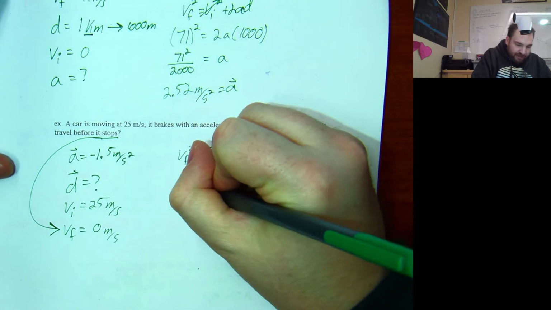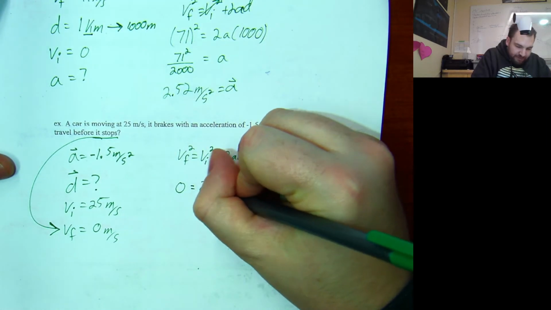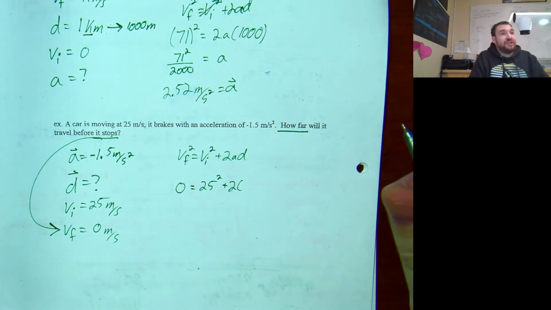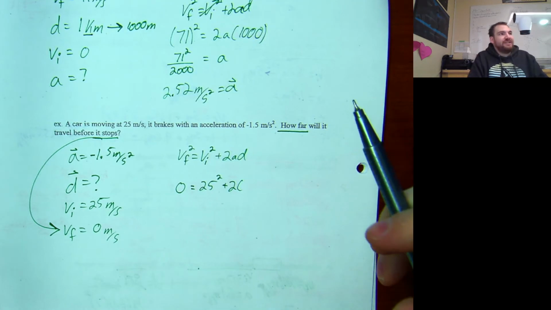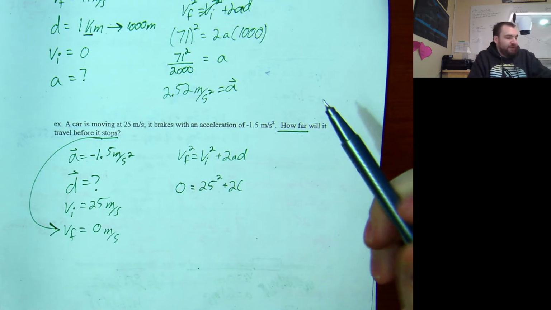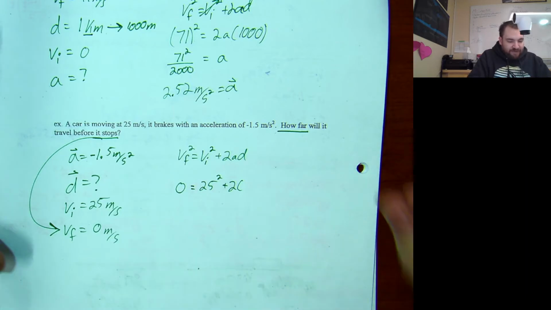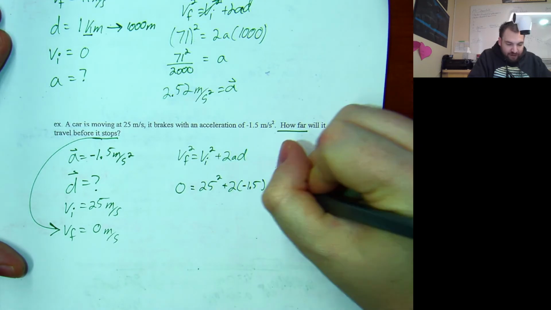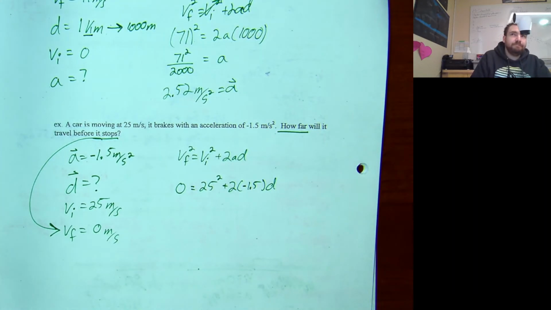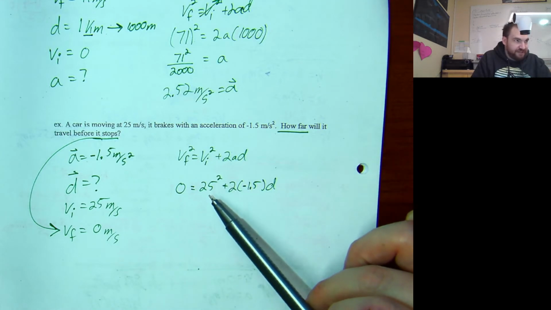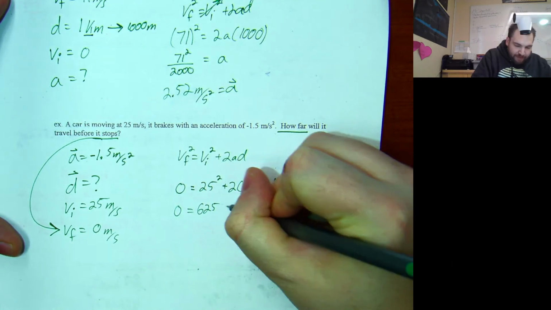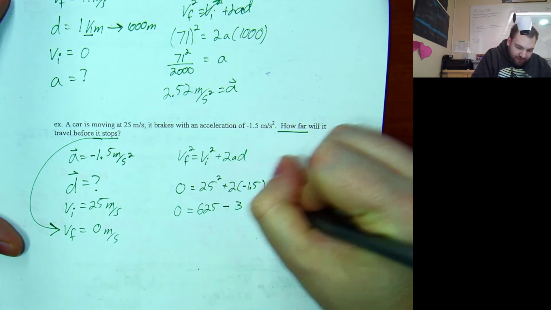So I'm going to get 0 equals, VI is 25, so I'm going to square 25, plus 2. The reason we talk about negatives and positives is that we actually have to put those in there when they're attached to the values that were given. If my acceleration is negative 1.5, I have to put it in there as a negative 1.5. And I'm looking for a displacement. So we'll simplify: 25 squared is 625. So I'm going to get 0 equals 625 minus 3D.